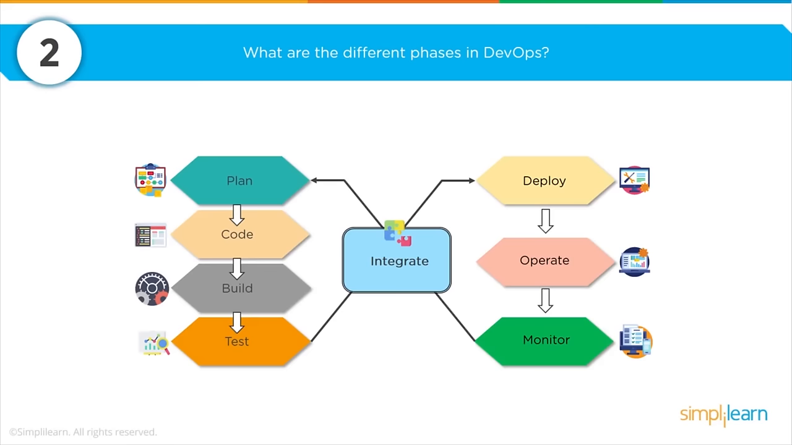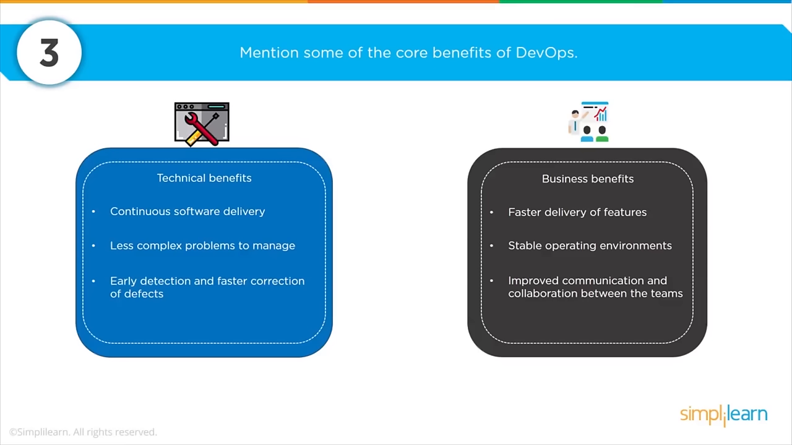So what are the differences between the different phases of DevOps? Effectively, there are two main phases of DevOps. There's the planning and coding phase, and then there's the deploying phase. And you have a tool such as Jenkins that allows you to integrate between both environments. Some of the core benefits that you may have from DevOps are going to be some technical benefits and some business benefits.